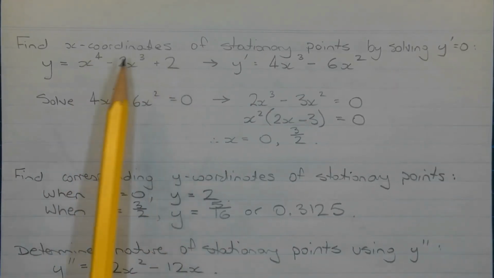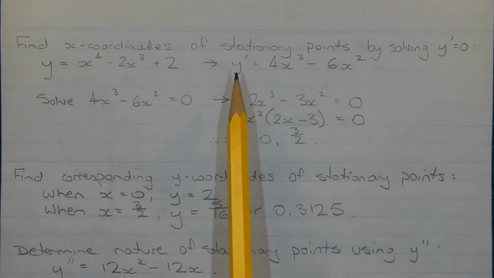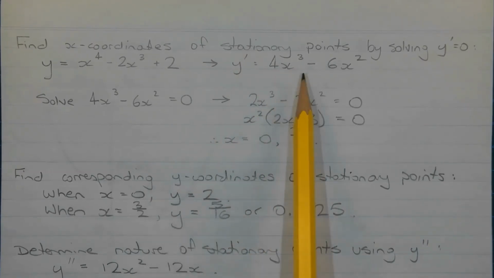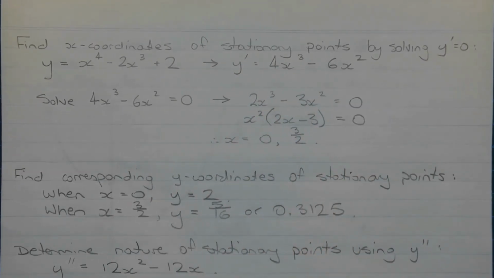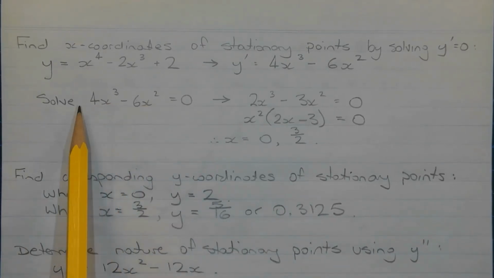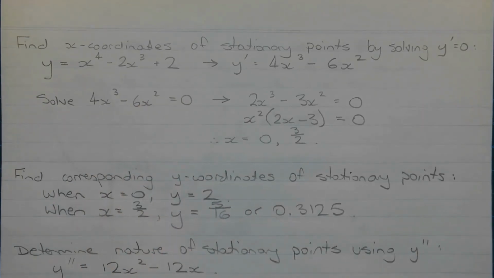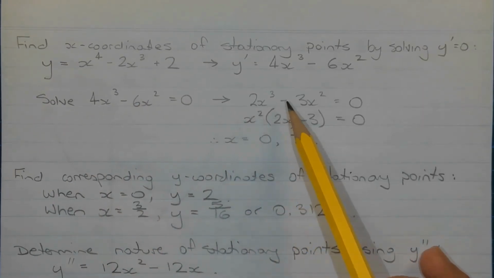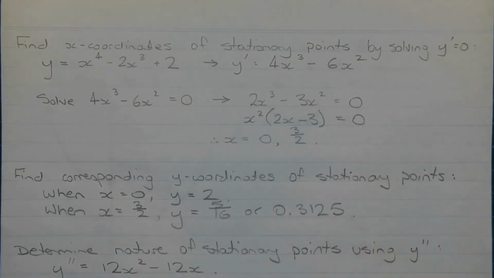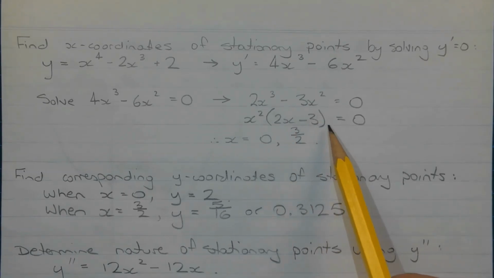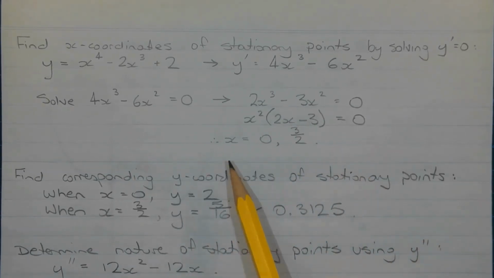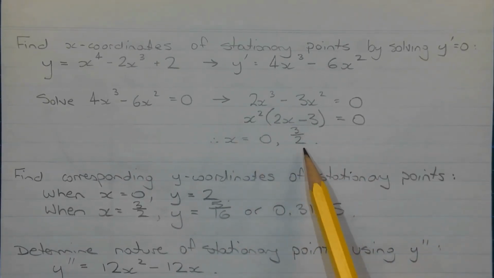So differentiating y with respect to x, we get y dash is equal to 4x cubed minus 6x squared. So we want to solve for x, 4x cubed minus 6x squared equals 0. Dividing all terms by 2 to simplify the equation somewhat, we get 2x cubed minus 3x squared equals 0. Factorising out x squared from both terms on the left-hand side, we get x squared times (2x minus 3) equals 0. Therefore, x is equal to 0 or 3 over 2.